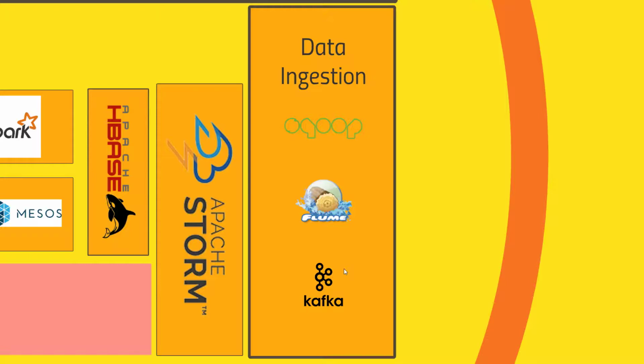Kafka solves a similar problem, although it's a little bit more general purpose. It can basically collect data of any sort from a cluster of PCs, from a cluster of web servers, or whatever it is, and broadcast that into your Hadoop cluster as well. So those are all three technologies that solve the problem of data ingestion.